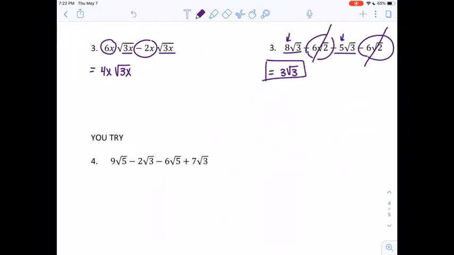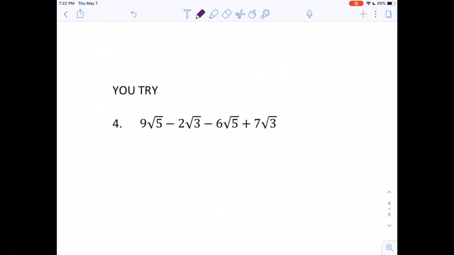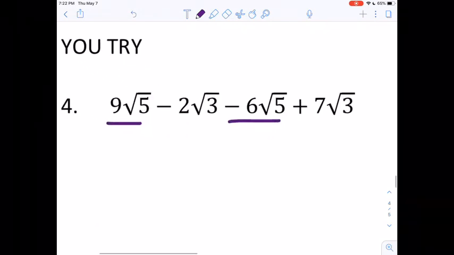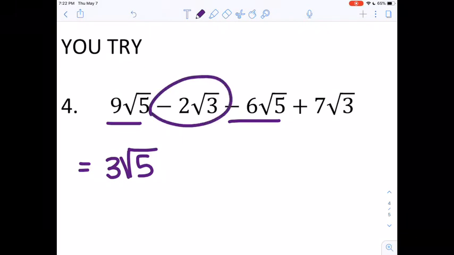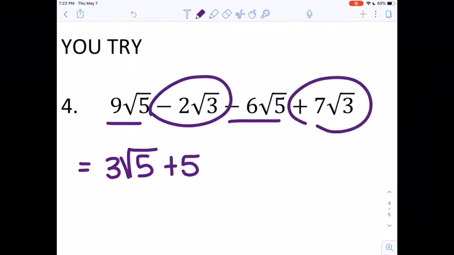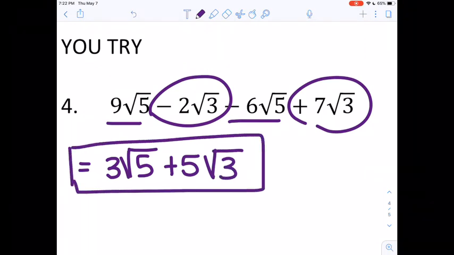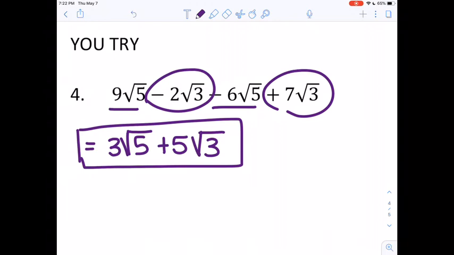Okay, quickly with number 4, I just want you to try to combine those. Check with me. So I'm going to combine 9 root 5 and 6 root 5 because those are the same. So 9 minus 6, that's 3. Root 5 is going to stay. And then negative 2 root 3 and 7 root 3. So 7 minus 2, that's positive 5. And the root 3 stays the same. And we cannot combine these because they are not like radicals. So you just leave your answer as is.